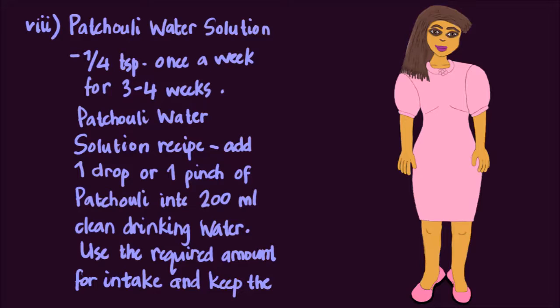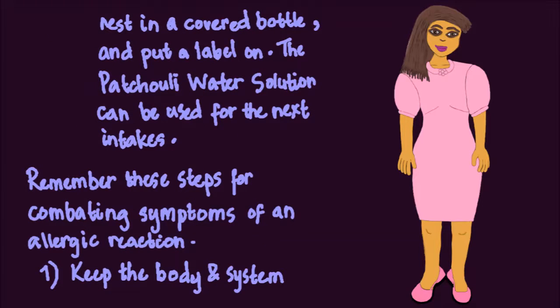Patchouli Water Solution recipe is: add 1 drop or 1 pinch of patchouli into 200 milliliters of clean drinking water. Use the required amount for intake and keep the rest in a covered bottle and put a label on. The patchouli water solution can be used for the next intakes.